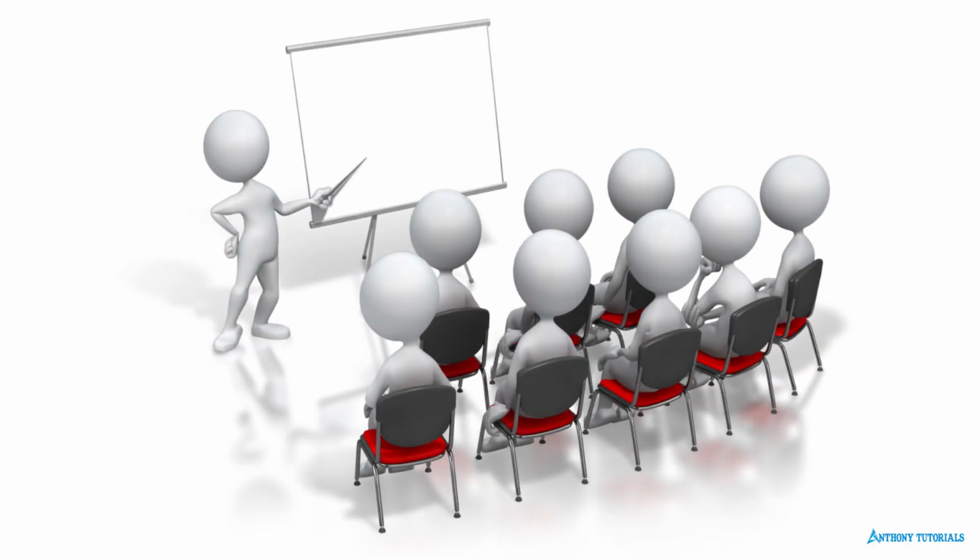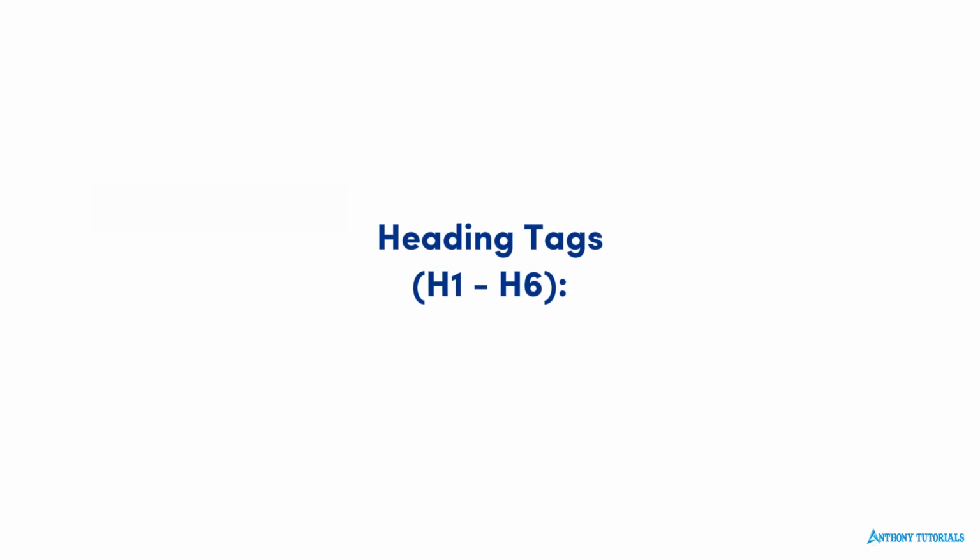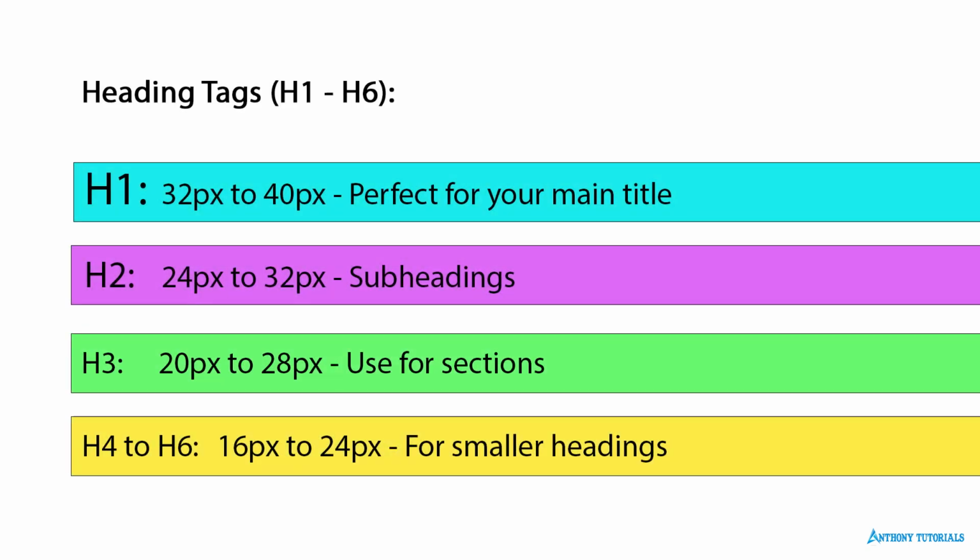Choosing the right font is just half the battle. You also need to use the correct sizes for your headings and body text. Here's a quick cheat sheet for you. Heading tags, H1 to H6. H1, 32 pixels to 40 pixels. Perfect for your main title.